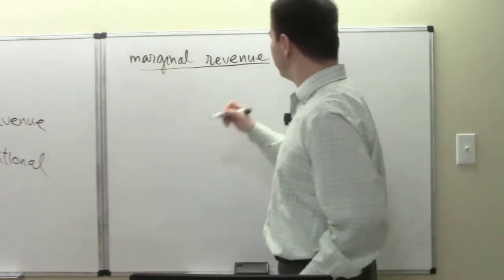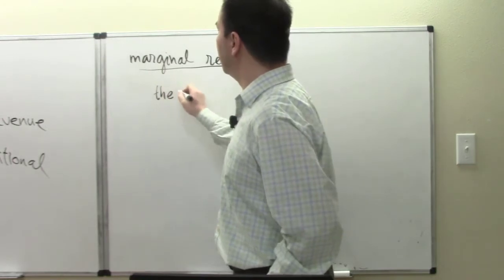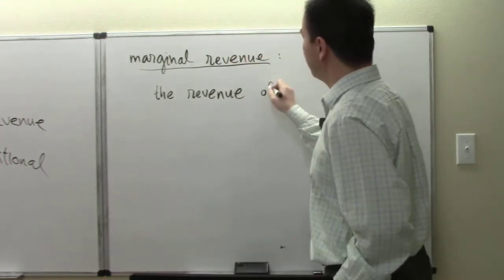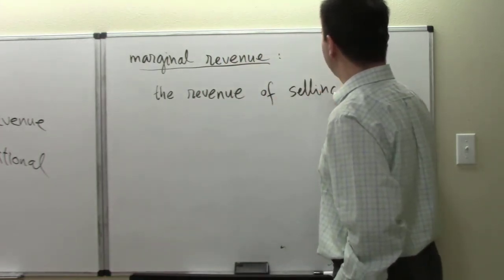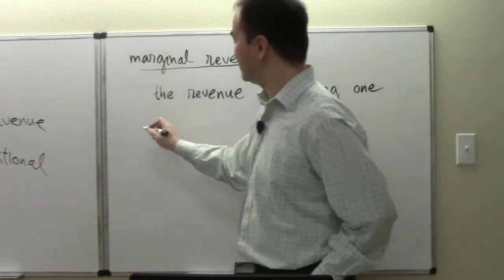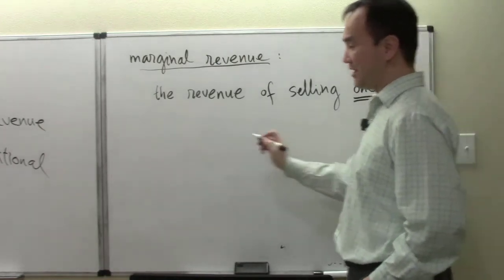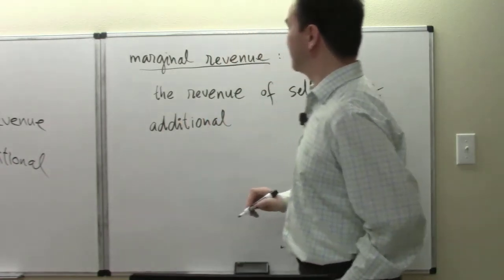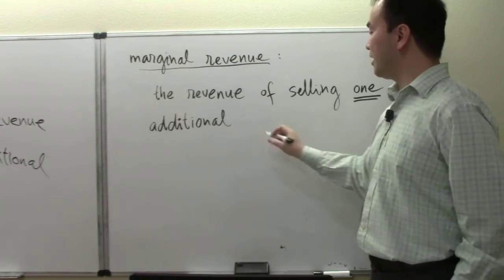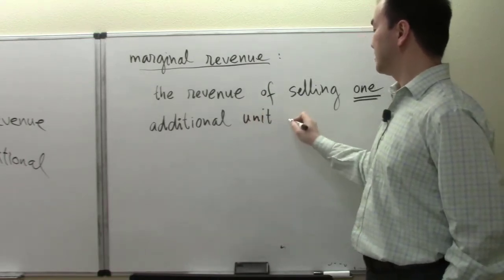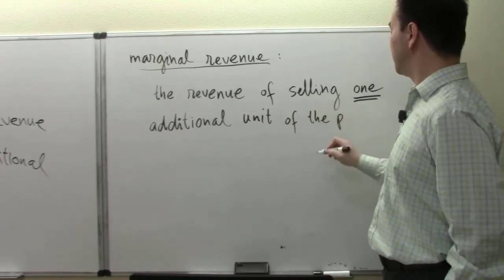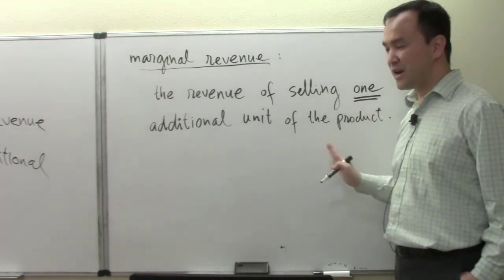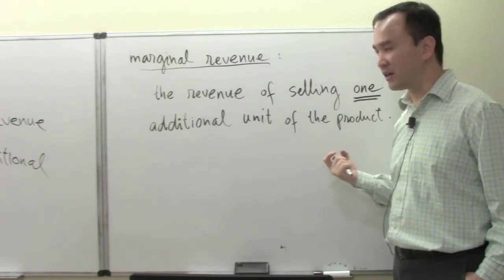Marginal revenue, in the simplest way of understanding, is the revenue of selling one, underline that for me, selling 1 additional unit of the product, of course. That's what it is.